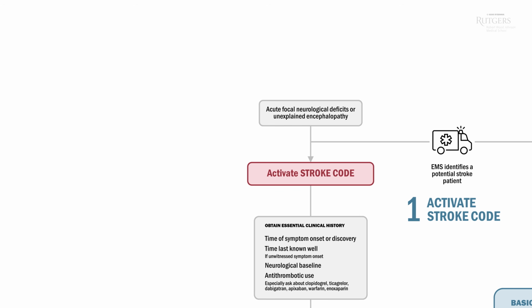A patient who develops acute focal neurological deficits or unexplained encephalopathy within 24 hours of last known well should trigger a stroke code. This applies to patients identified by EMS, patients walking into the emergency department, and patients that are already admitted at the hospital.